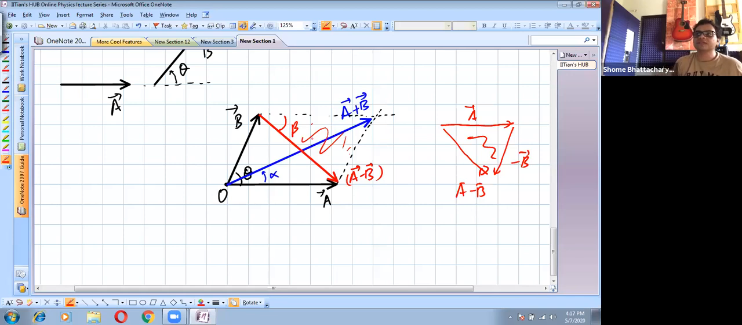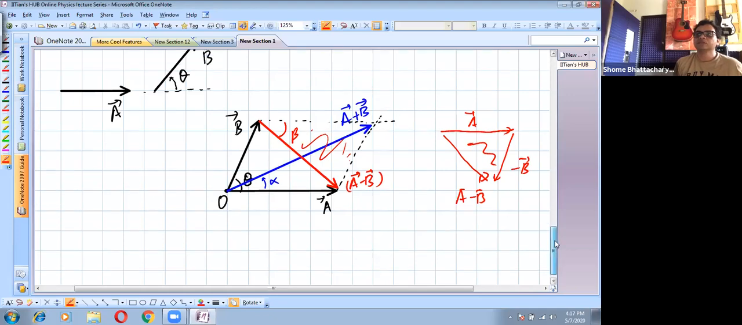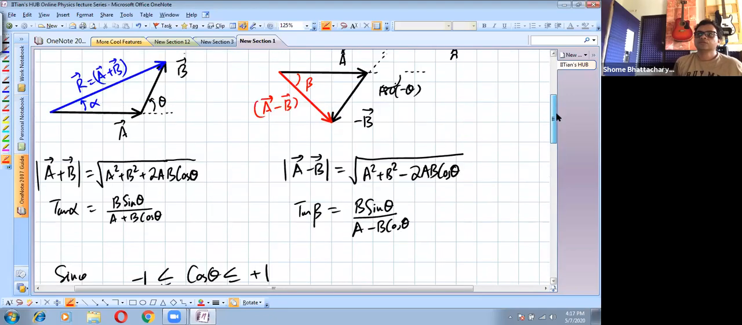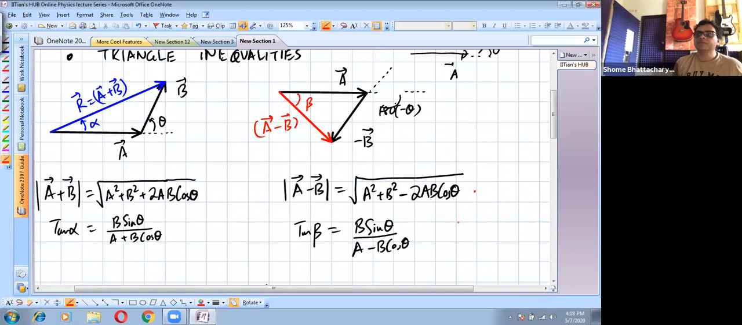So the formula for this diagonal's magnitude, and the formulas for alpha and beta, are all the same as what we discussed earlier over here. That is, these formulas. These very same formulae are applicable here also. There is no difference at all. These four formulae are the same ones which are applicable below there also.